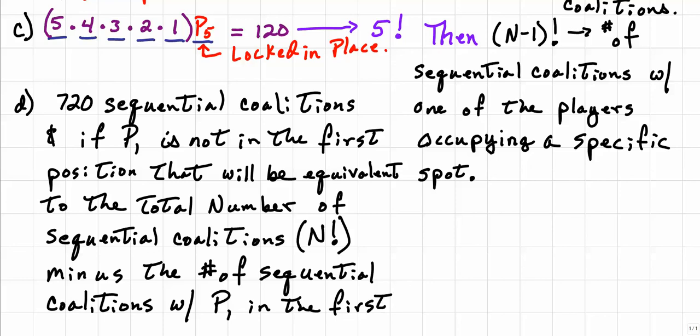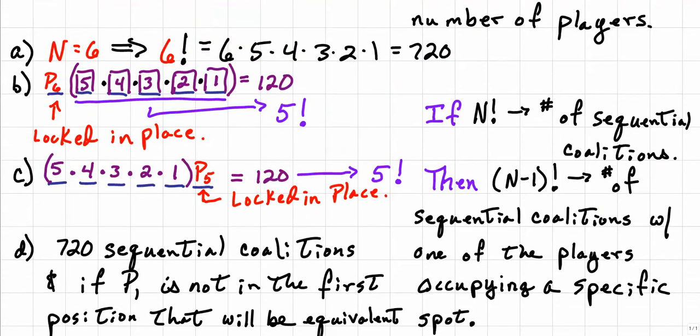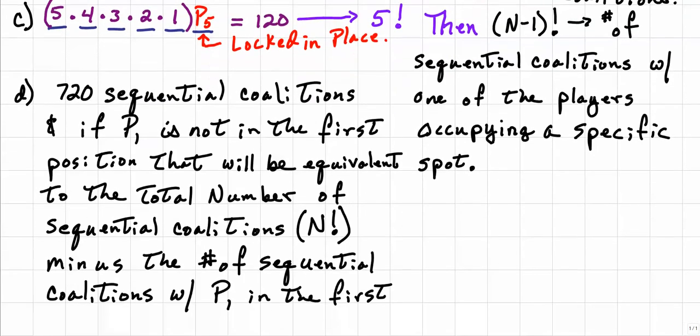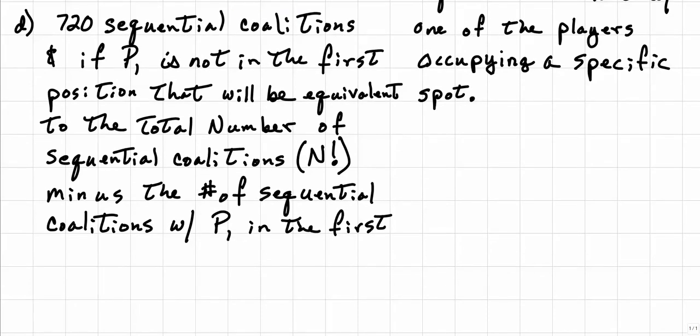Now when I say in the first position, what I mean is just like we did in part B and part C. Here in part B, P sub 6 was locked in the first place. Well, what we're going to do is consider all the sequential coalitions where P sub 1 is locked in first place. And then we're going to subtract that from the total number of coalitions, which will leave us with the total number of coalitions where P sub 1 is not in the first place.